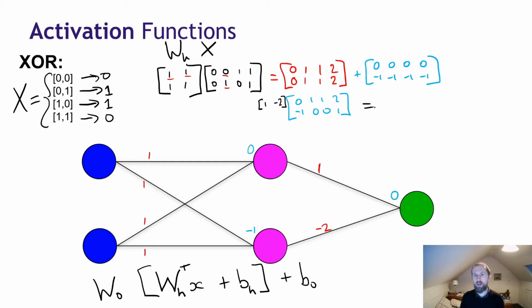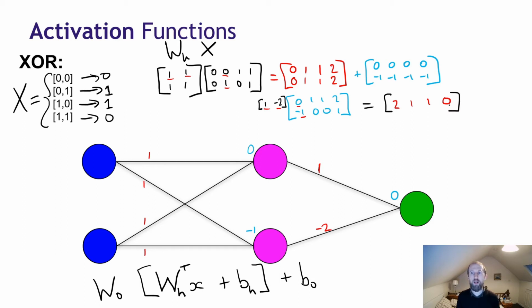And that is going to equal, so now we're just going to get a 4 by 1. So it's just 1, change color again. It's just going to be 1 times 0 plus minus 2 times minus 1. So it's going to be 2. And then 1, 1, and then 0. And these are going to be our outputs.